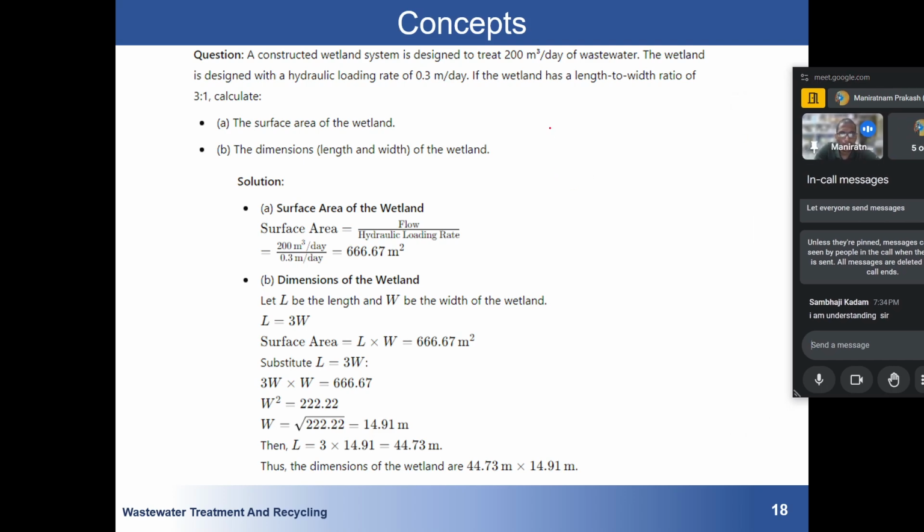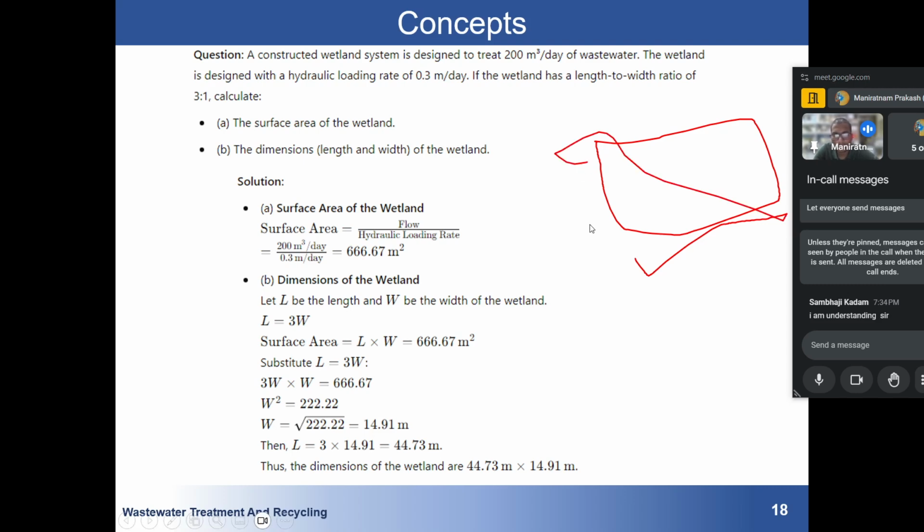So remember, that picture was from the side, but obviously it will have some length and some width. They are just talking about this length and width. In that picture we were not seeing this width, okay. So in how much area that wetland has to be constructed, okay. So this will be length, this will be width. This picture is from the top, and that picture we were seeing from the side.